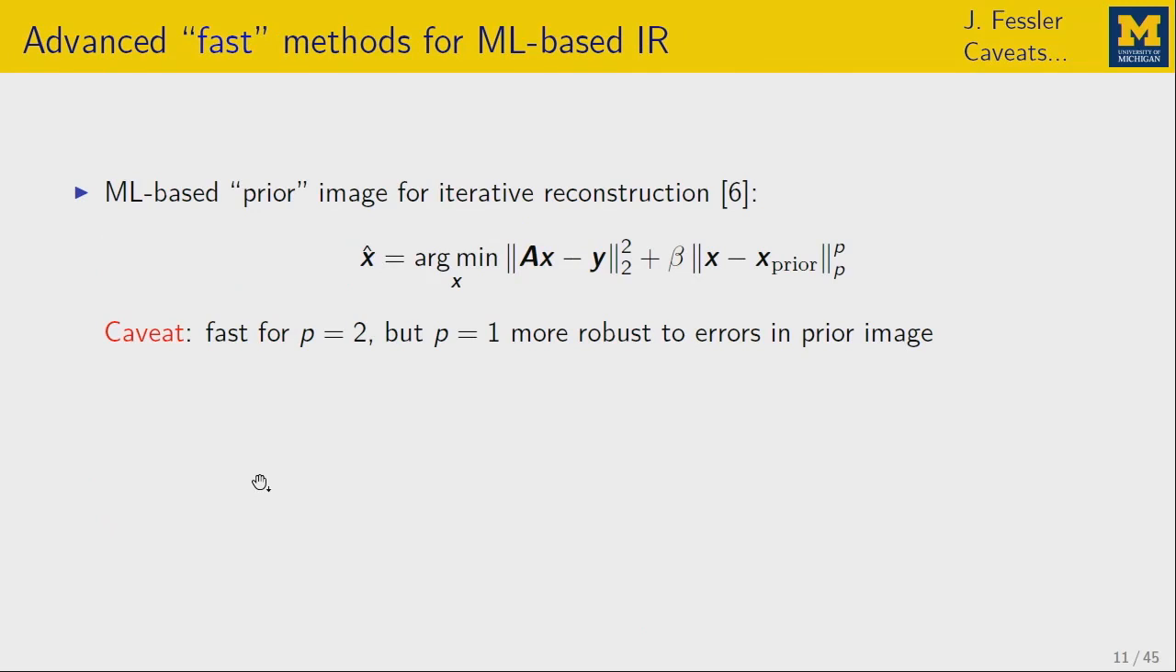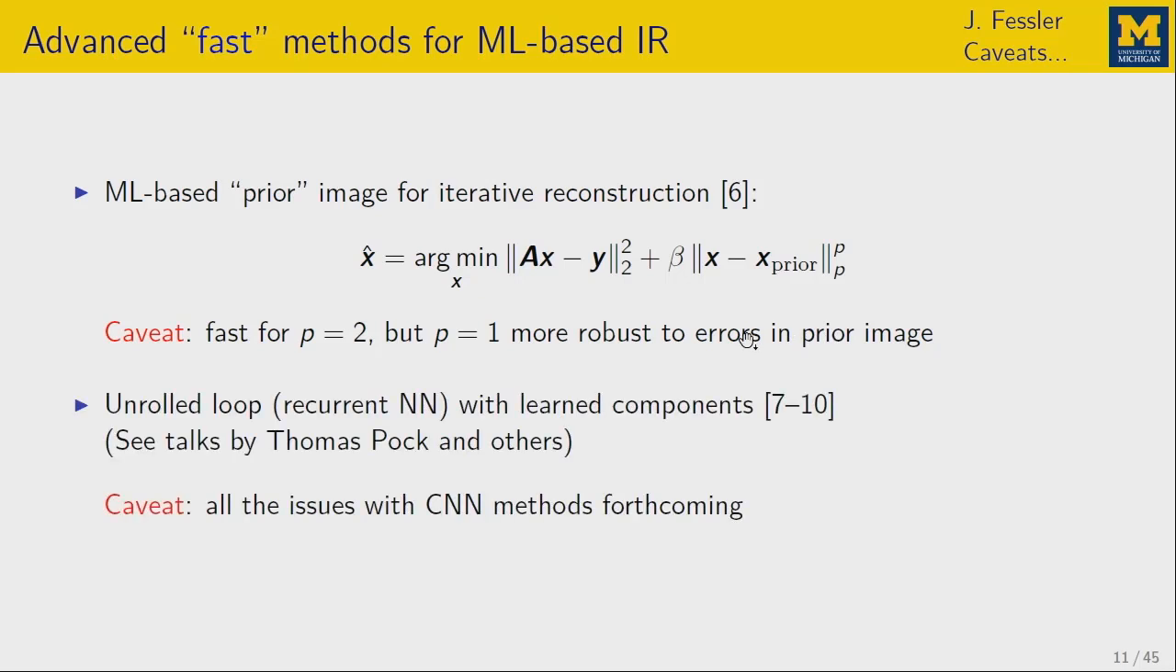Another approach is to take a poorly reconstructed image, put it through a machine learning-based method to get a hopefully better image, and then use that better image as some kind of prior for a subsequent iterative reconstruction that models the physics and the sampling of the system. If you use p equals 2 in this prior, then this will be fast. You might even be able to solve it with an inverse FFT if you have fully sampled, single-coil data. On the other hand, using p equals 1 will probably make your reconstruction more robust to any errors in that initial prior image that came out of your deep learning method. But then it's a more complicated optimization problem. And you'll see papers like this in the literature.